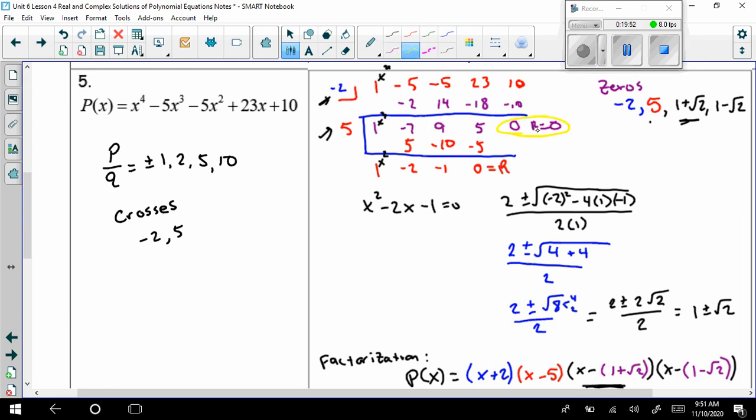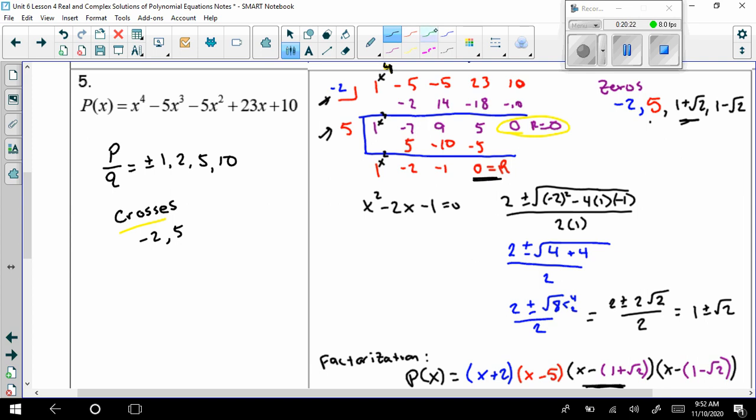When I'm doing this, it doesn't actually cross, but that reduces it from an x to the fourth to an x to the third. Well, I need to reduce that again before I can solve it with any other method. So the 5 goes in as well. So I reduce that then to an x squared. So then I end up with x squared minus 2x minus 1. Again, that remainder being 0.